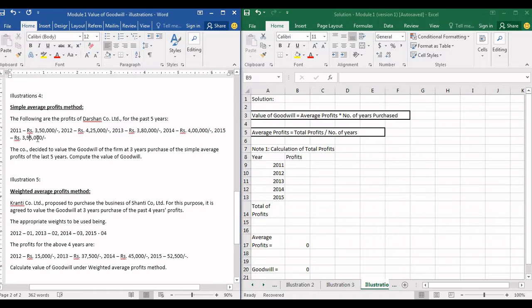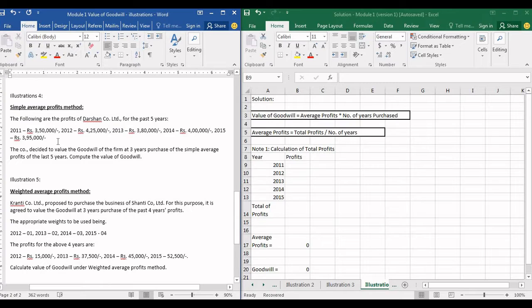Now if you pay attention here, these amounts are not in an ascending order or a descending order. The profits have been fluctuating. In some years there has been more profit and in some years there have been less profits. When there is such a scenario, we cannot use weighted average. Why am I telling you this? In case they don't tell you whether to use simple average or weighted average, you should be able to decide whether to use the simple average method or the weighted average profits method.